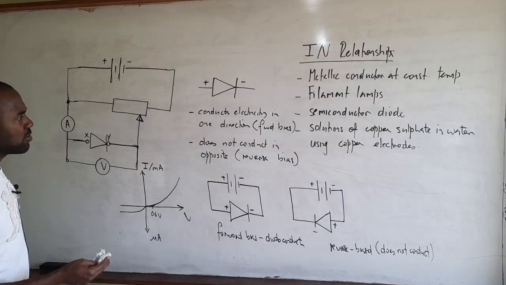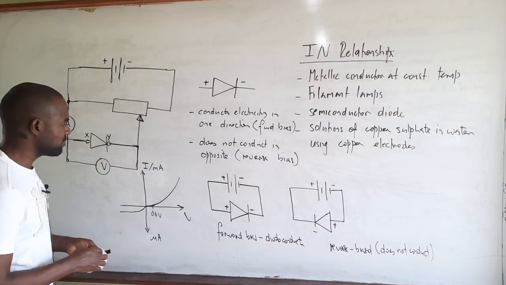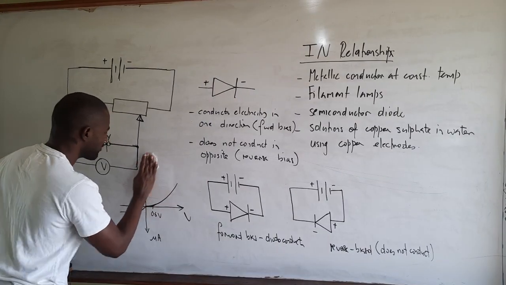So there we have our IV characteristic for the semiconductor diode. We explained what it means for the diode to be forward biased, or what it means for it to be reverse biased as well.